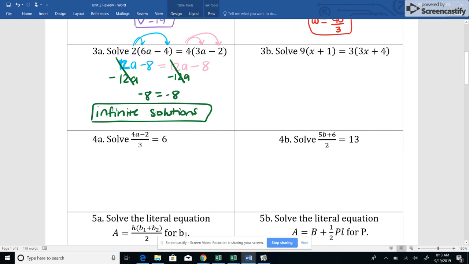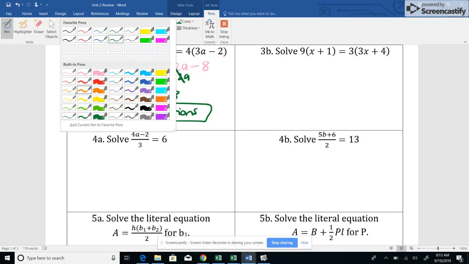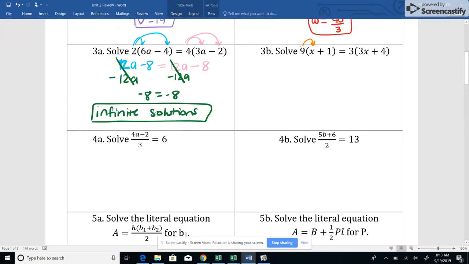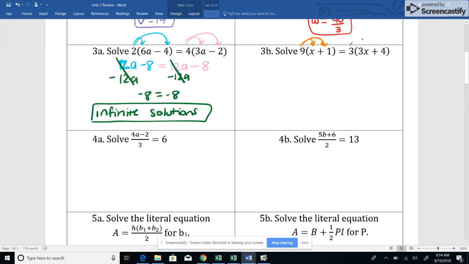Okay, let's see if the same thing happens over here on 3b. So I'm going to distribute my 9, and then I'm going to distribute my 3. So when I distribute my 9, 9 times x is 9x, and 9 times 1 is 9. 3 times 3x is 9x, and 3 times 4 is 12.